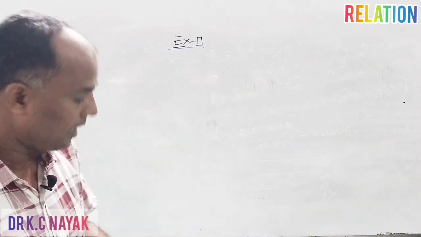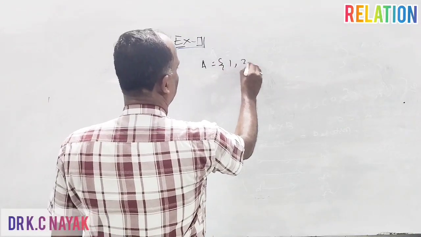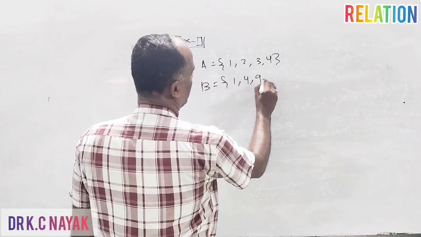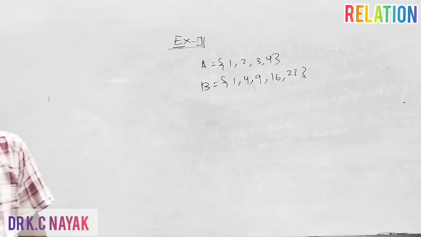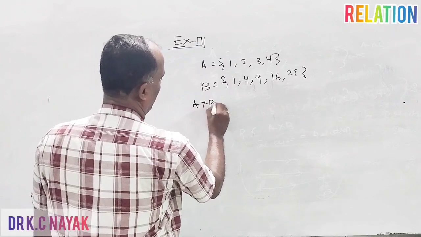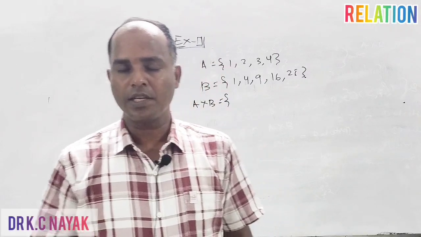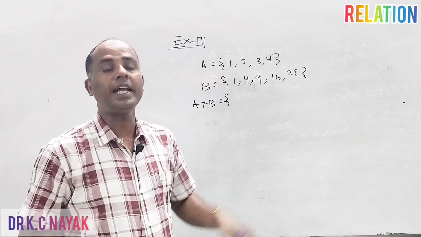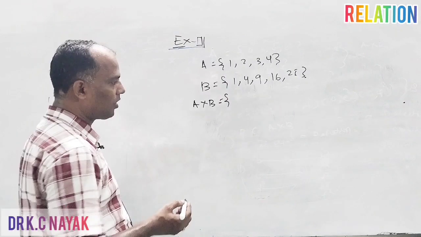Here, just see, I have example 3. Suppose A is the set 1, 2, 3, and 4. B is the set 1, 4, 9, 16, 25. Here, first we find A cross B. What is A cross B? A cross B means A product B, the Cartesian product. That means here we associate each element of set A to each element of set B in an ordered pair system. What are the ordered pairs here?